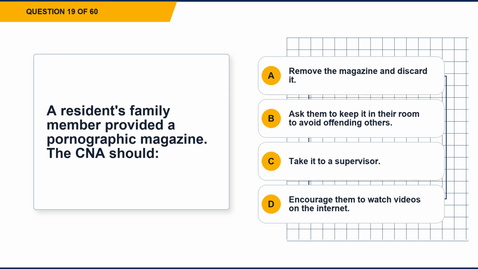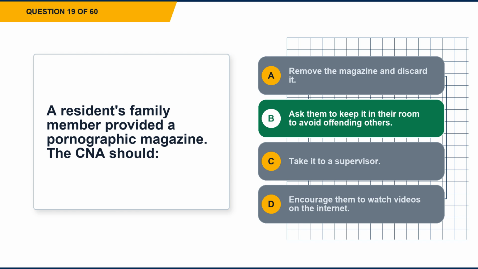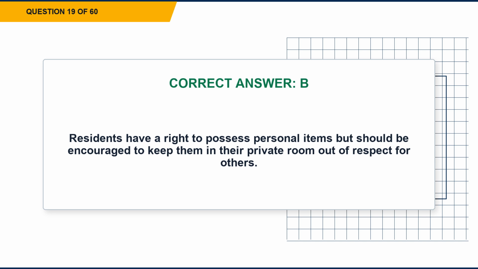Question 19. A resident's family member provided a pornographic magazine. The CNA should: Option A, remove the magazine and discard it. Option B, ask them to keep it in their room to avoid offending others. Option C, take it to a supervisor. Option D, encourage them to watch videos on the internet. The correct answer is option B, ask them to keep it in their room to avoid offending others. Explanation: residents have a right to possess personal items but should be encouraged to keep them in their private room out of respect for others.